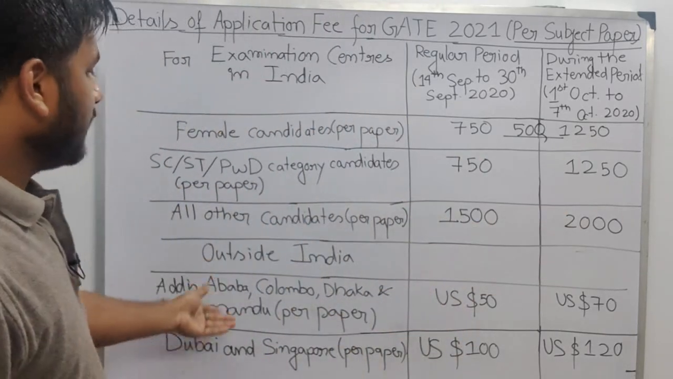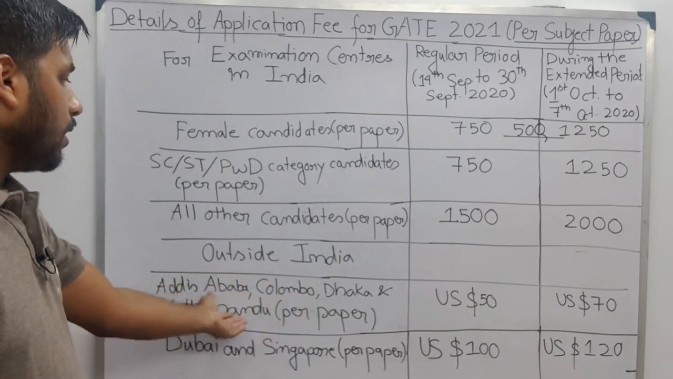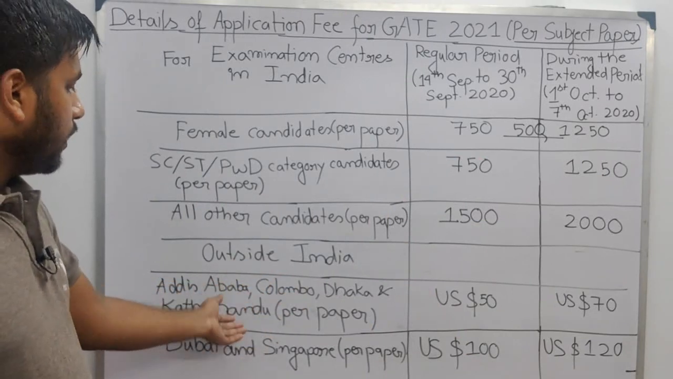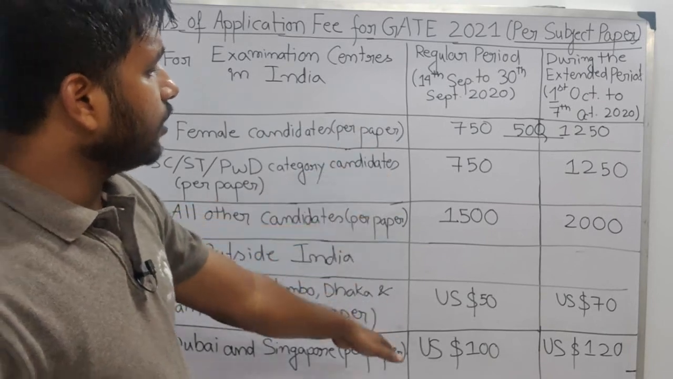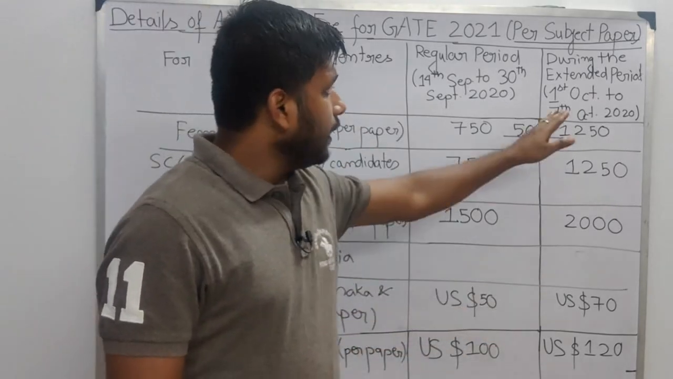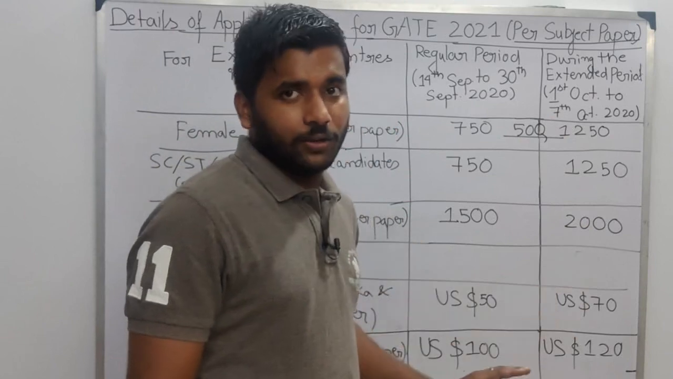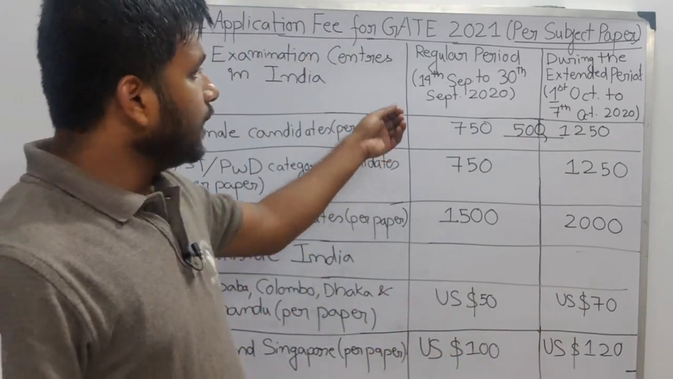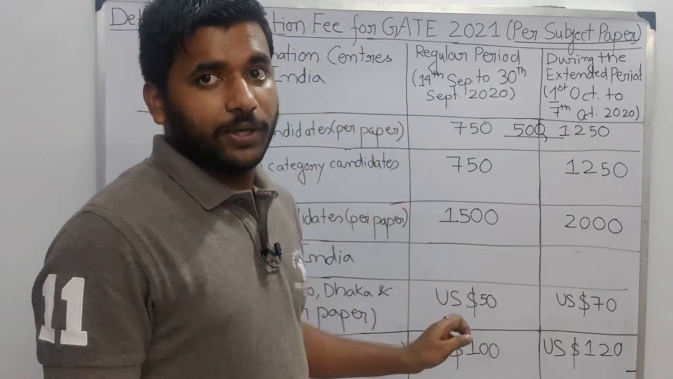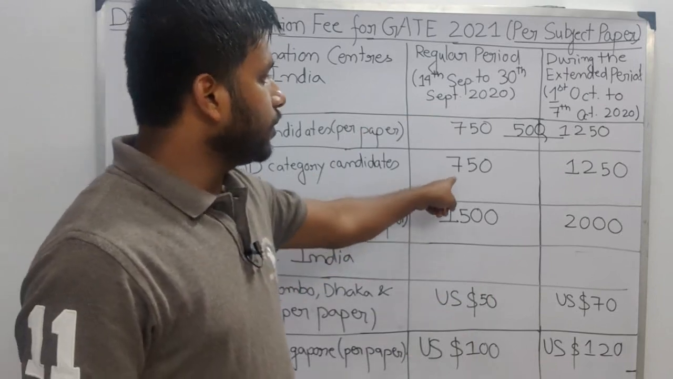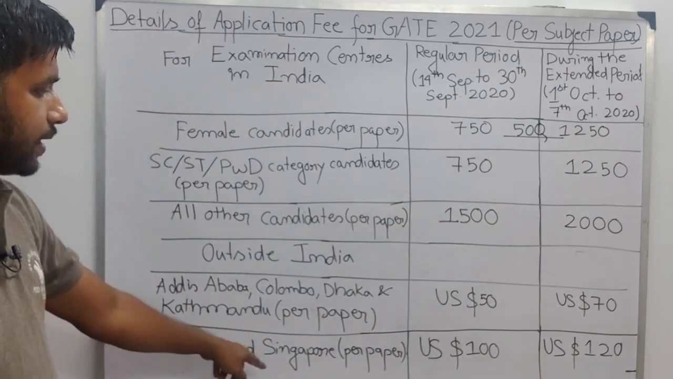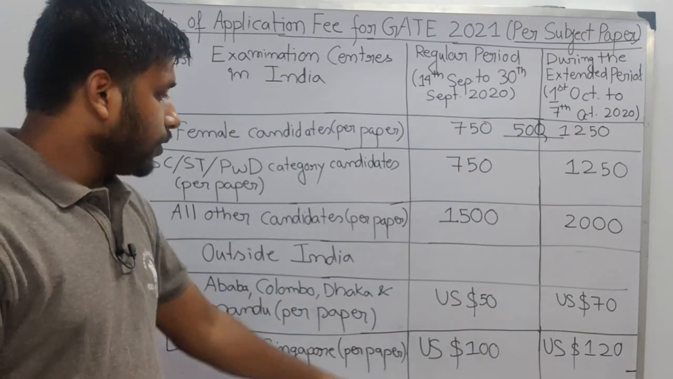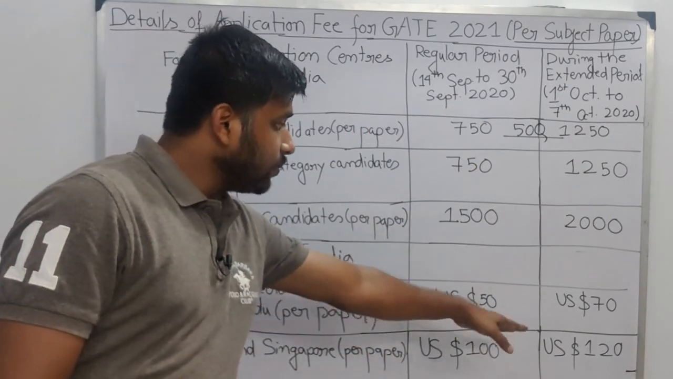And outside India, like in Dhaka, Colombo, Kathmandu, these are the places where per paper you have to give $50 in the regular period and $70 during the extended period. Since all the fees are per paper, if you apply for 2 papers, you have to give twice. Okay, so for Dubai and Singapore, US dollar 100 in regular and 120 in extended period.